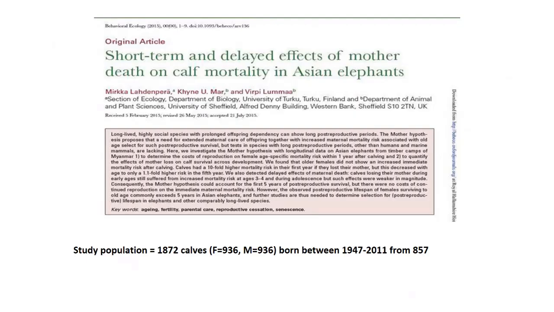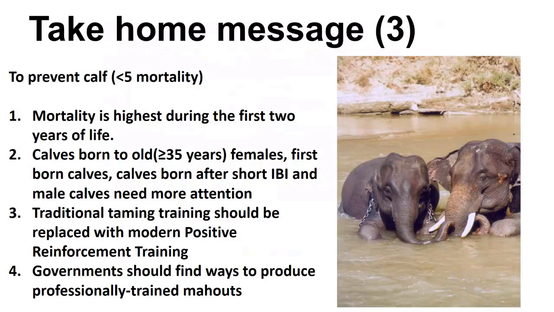So this is the take home message to prevent calf mortality before age 5. Mortality is highest during the first 2 years of life. Calves born to older mothers, firstborn calves, calves born after a short interbirth interval, and male calves need more attention. Traditional taming should be replaced with modern positive reinforcement training.